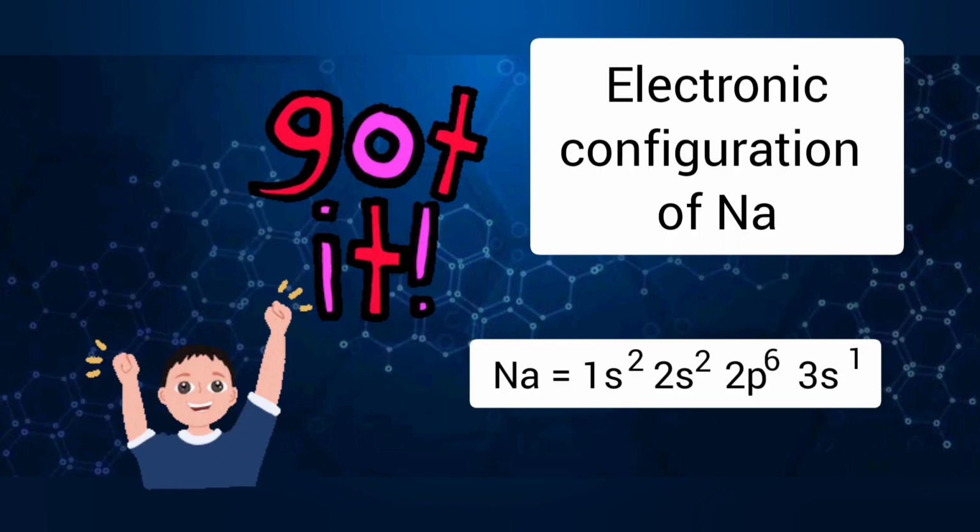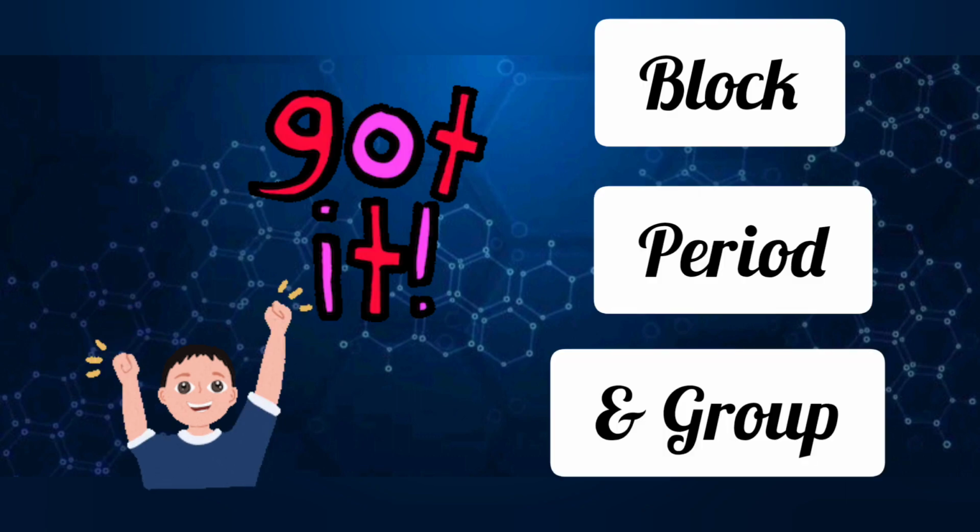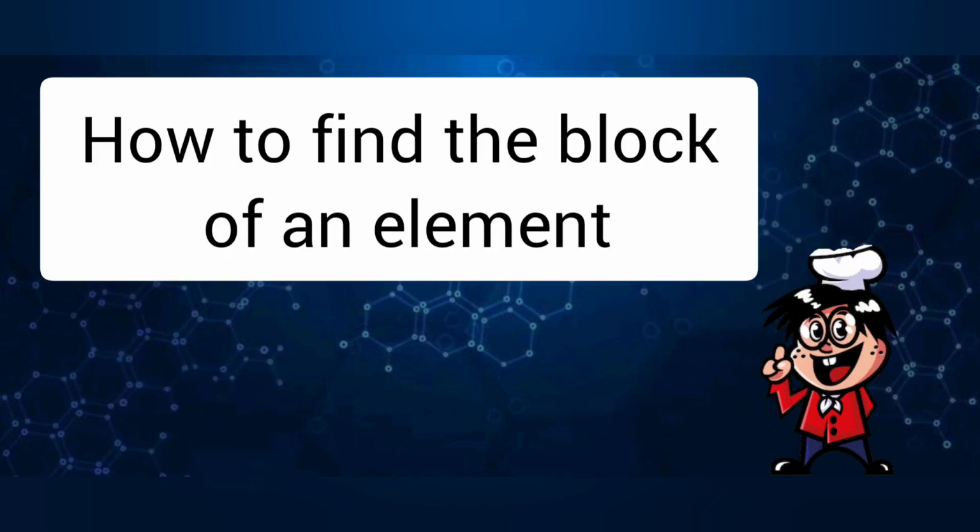Once you get how to find out the electronic configurations, then you can find out the block, the period and the group of various elements very easily. So let us learn how to find out the block of an element.